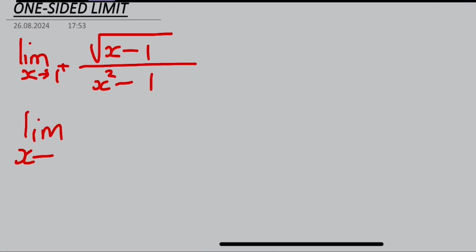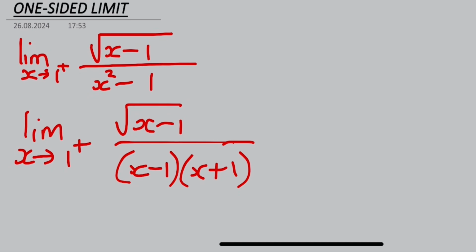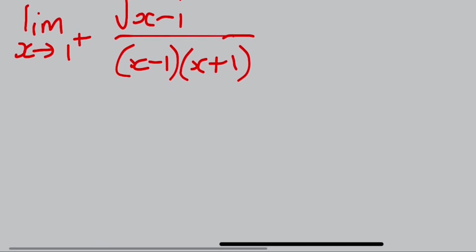So the limit as x goes to 1 from the right is going to be the square root of x minus 1 divided by x minus 1 multiplied by x plus 1, right? This is how you should do it. So the original expression becomes the square root of x minus 1 over x minus 1 into x plus 1. Sure. Now we need to evaluate the limit. But we still need to simplify. We have a big job to do here.